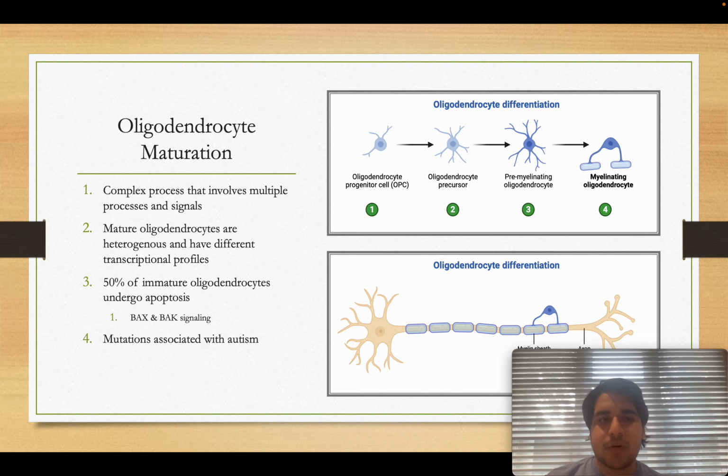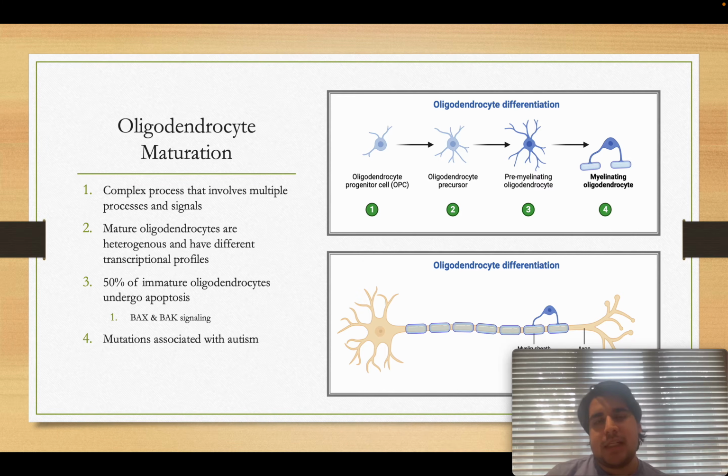One thing that is very important to know is that mature oligodendrocytes are a heterogeneous population of cells. What this means is that they have different transcriptional profiles. For example, we could have one oligodendrocyte in one part of our brain and another oligodendrocyte with different transcription factors and proteins in another part of the brain.